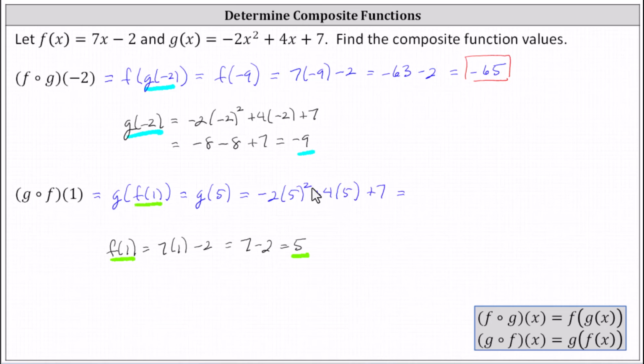Well, the square of 5 is 25. Negative 2 times 25 is negative 50. And then we have plus 20 plus 7, which equals negative 23. g of f of 1 equals negative 23.